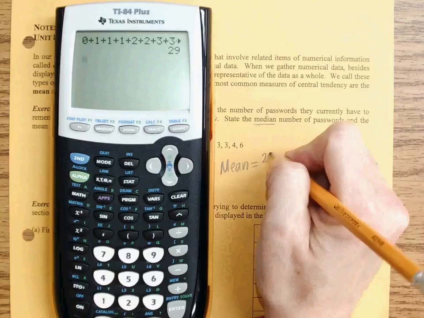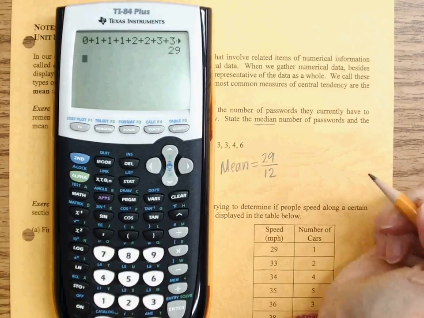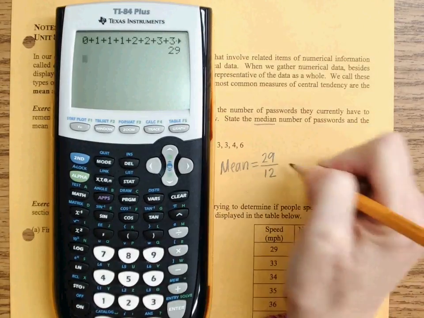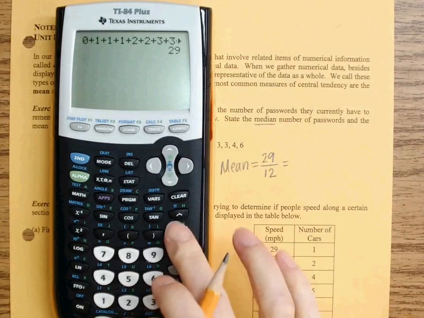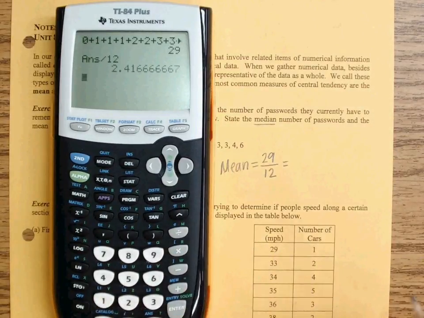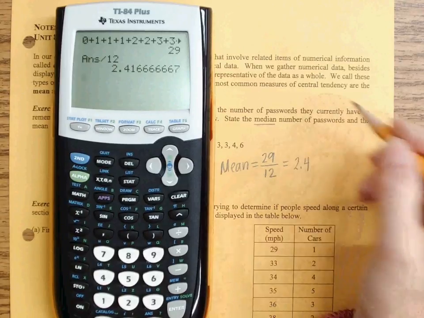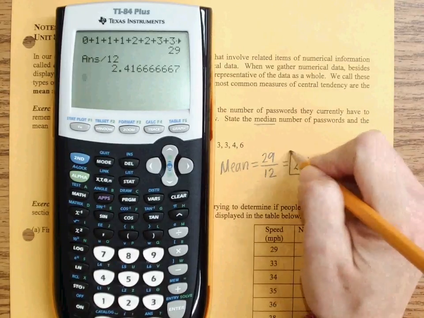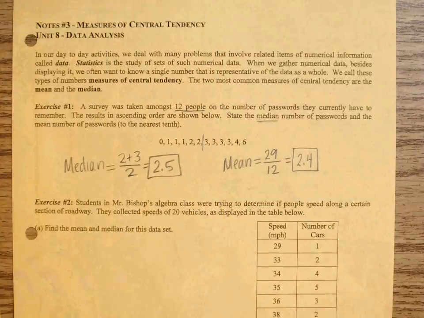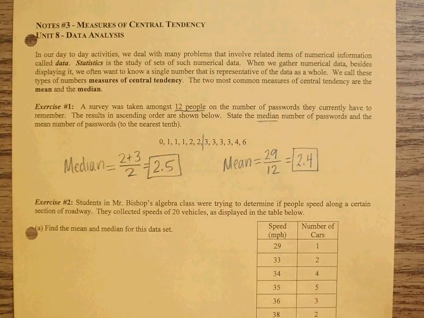So we're going to write down 29 divided by 12. So you do need to show this little bit of work. And then we'll show 29 divided by 12, rounding to the nearest tenth. This will be about 2 4/10. Okay. And that's it for problem number 1.